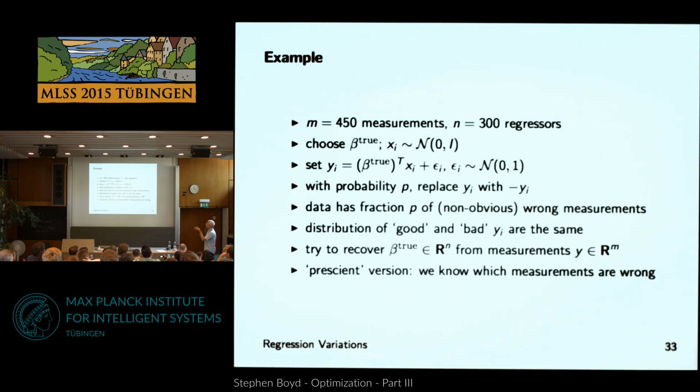They have the same good and bad distributions, and we're going to try to recover this beta true. By the way, we're going to compare this against the prescient version. The prescient version is that I give you 450 measurements, but I tell you which of them were wrong. That's an unbelievable advantage, because you could switch them back and then solve the full least squares problem. Everybody got that? Which would be maximum likelihood in this case.